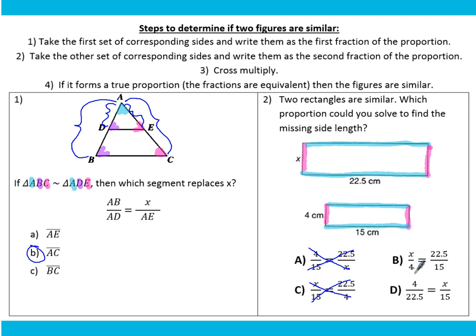In B, we have x over 4 equals 22.5 over 15. So we have a side over a side equals a bottom over a bottom, and x and 22.5 did come from the same rectangle, so this proportion looks good. Let's go and double check the last one then. 4 over 22.5, that's a side over a bottom. And then they have a side over a bottom, but they're coming from different rectangles in this one, so that's not going to work. So B is going to be our answer there as well.